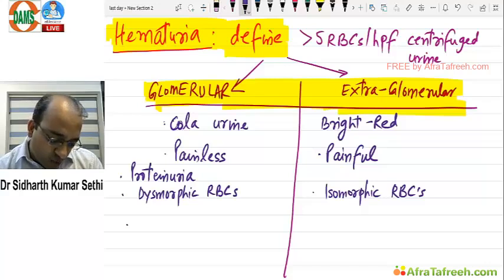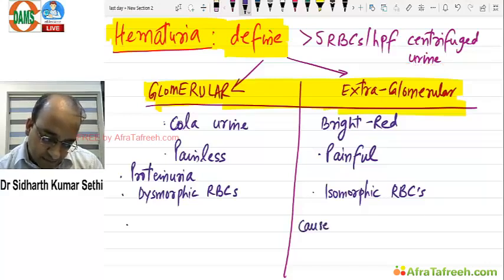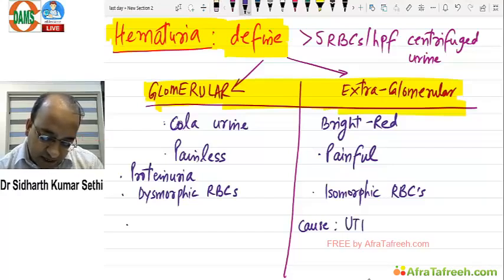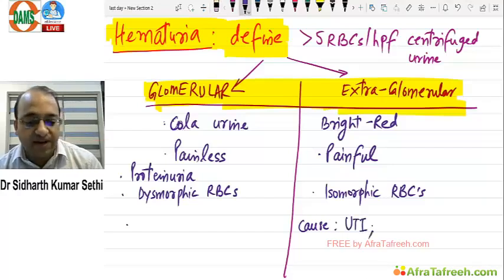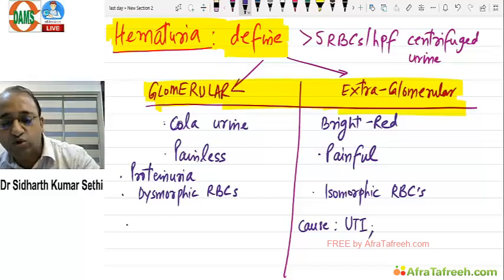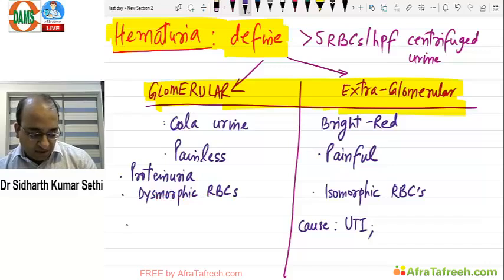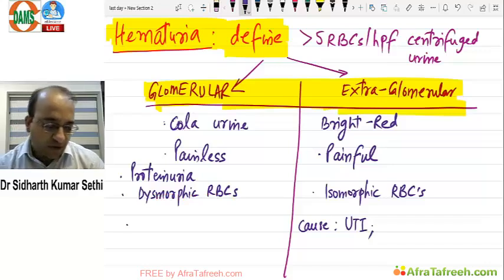Now, what are the most important causes? And I would start from extraglomerular. The most common cause of red urine is actually UTI. So if someone asks you, what is the most common cause of red urine? Please say UTI. So remember that. That's very important.